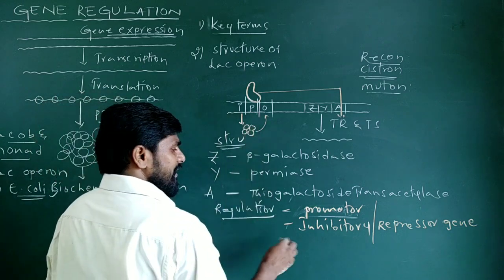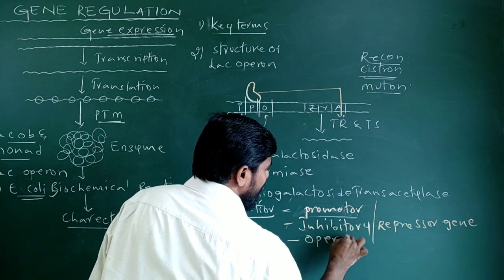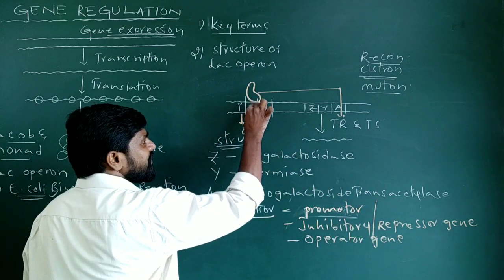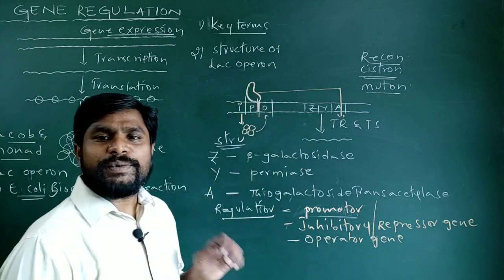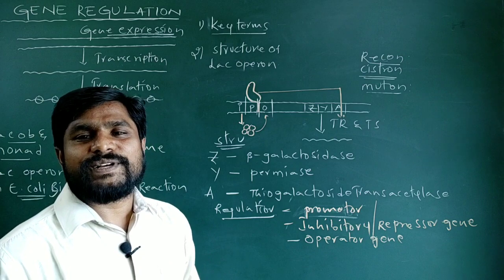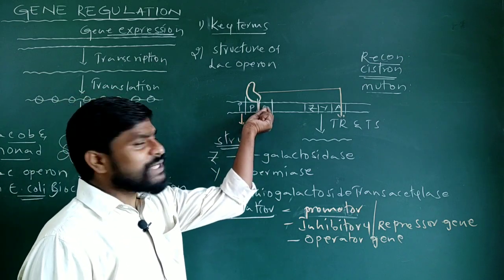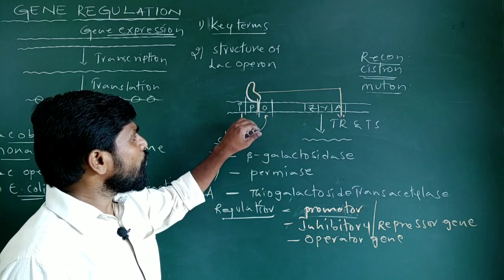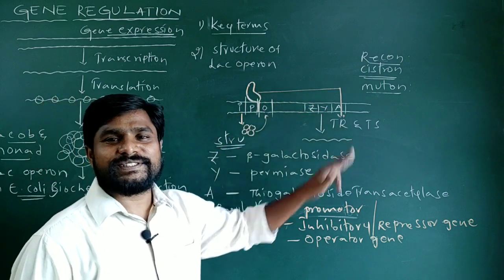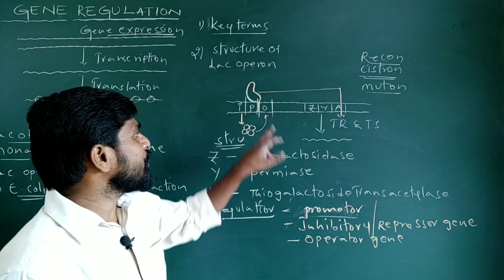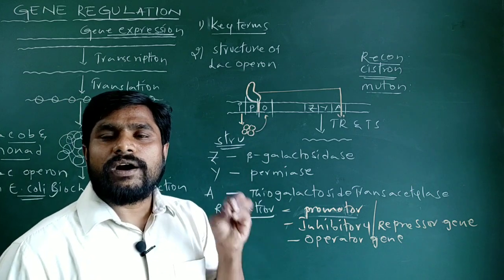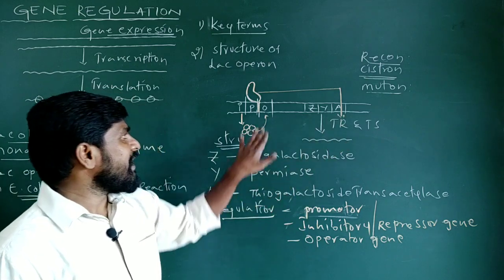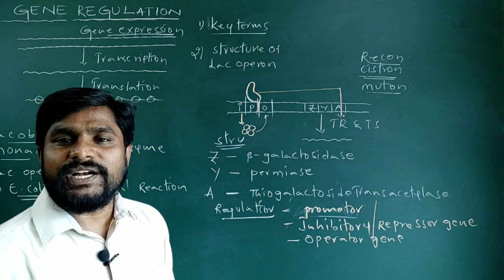Another, third regulatory gene is the operator gene. The operator gene and promoter gene overlap here. Remember this. The operator gene acts as an on and off switch. Whenever the repressor proteins bind to the operator, the transcription process stops. Whenever the repressor proteins don't bind to the operator, the transcription process is initiated. Hence, we call this operator gene an on and off switch. So here we learned the functions of the structural genes and the functions of these three regulatory genes.